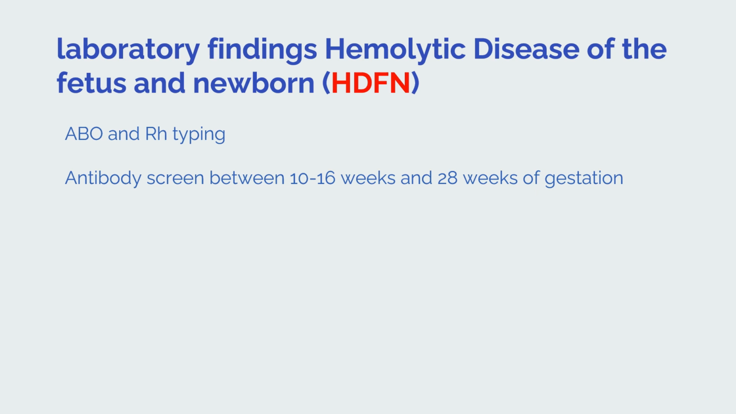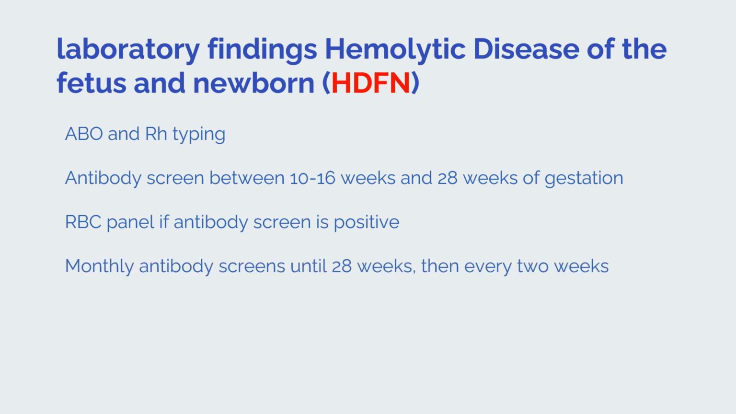The antibody screen aims to detect any antibodies other than those caused by ABO incompatibility. If the antibody screen is positive, an RBC panel is performed to identify the specific antibody involved. In cases where the initial antibody screen is positive, subsequent antibody screens are performed monthly until 28 weeks of gestation, and then every 2 weeks thereafter. Antibody titers are monitored and reported from each sample.